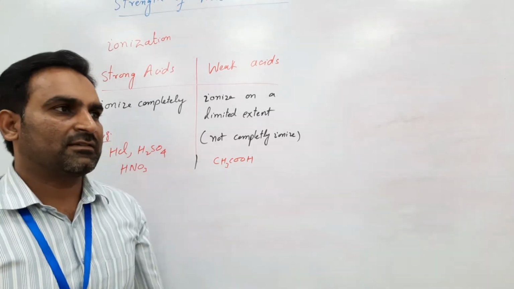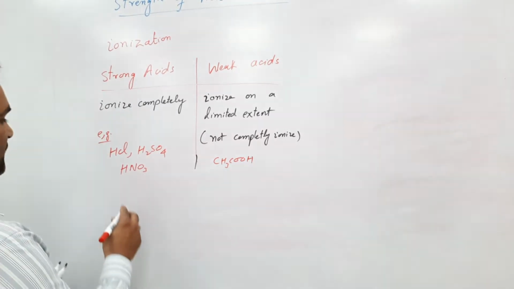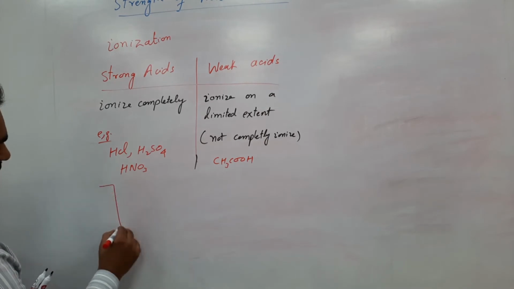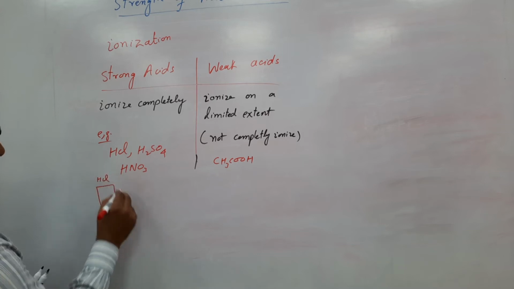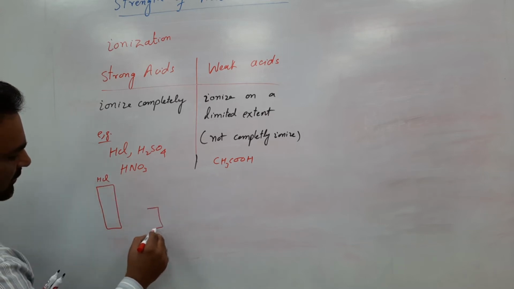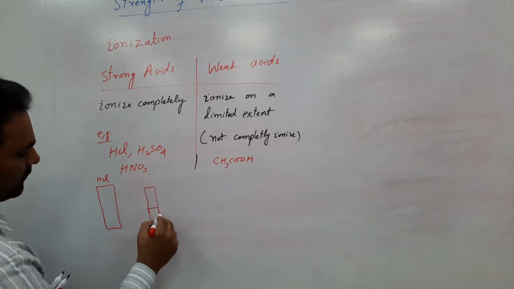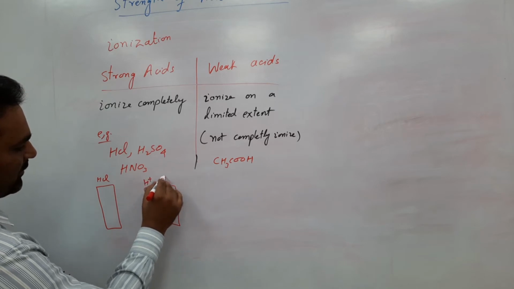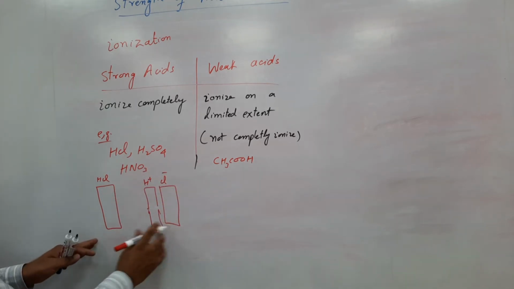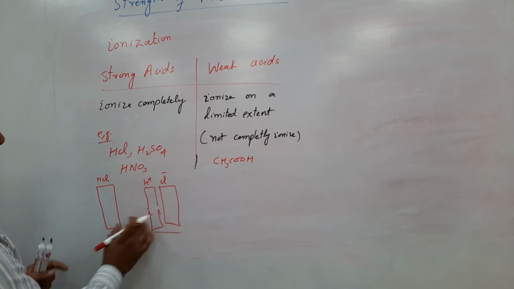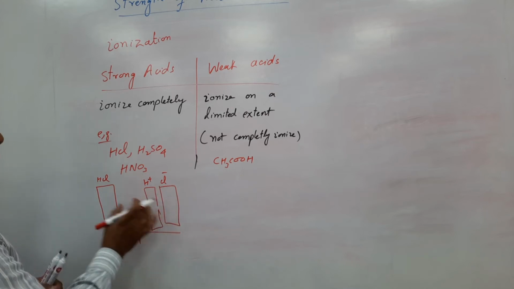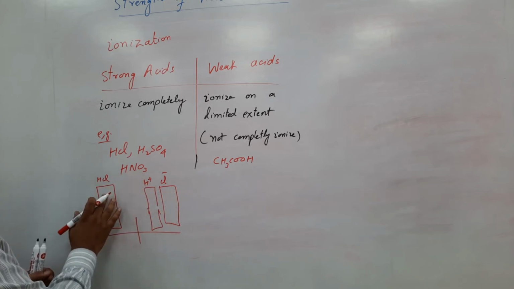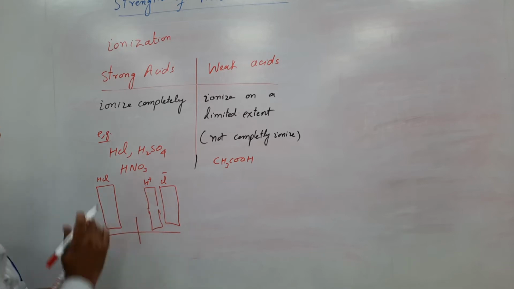When you have a strong acid, it will ionize completely. Suppose you have HCl. When it ionizes, it will give you hydrogen ion and chloride ion. After ionization, you will have no content of HCl compound. You will have only H plus and Cl minus. It means this HCl is ionized completely.